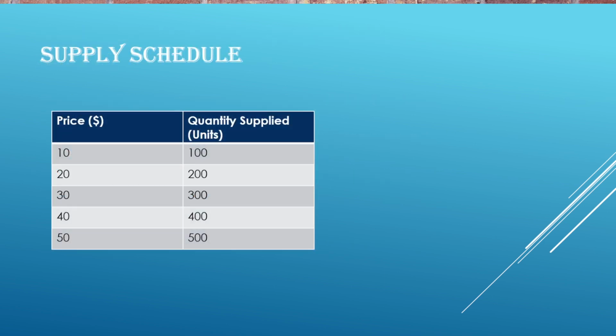Okay, then we have our supply schedule, right, which looks just the way we would think it should. We should look at price going up, quantity supplied going up. The producer says, well, if price is more money, why wouldn't I bring more units to the market? Okay, so that's what that shows.